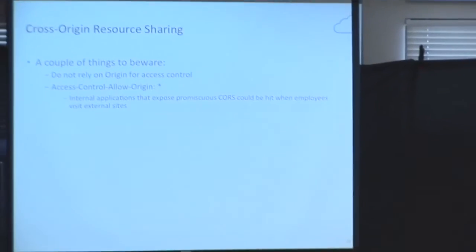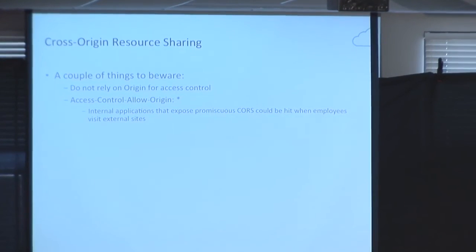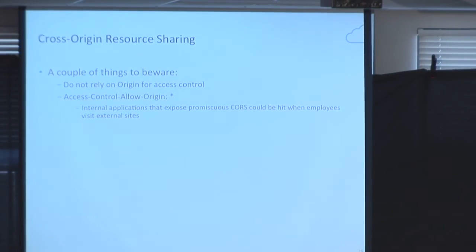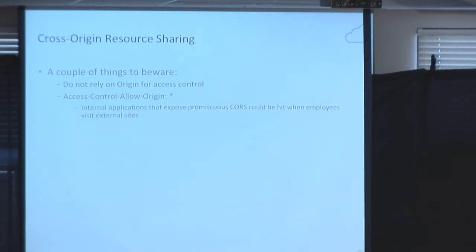There are a couple of things to think about when implementing CORS. First off, you're getting that Origin header, but it's pretty easy to spoof. I could fire up curl and make a request to your server with any origin I want. So don't rely on Origin for access control. Just check that to see whether or not you should be allowing a cross-origin request.